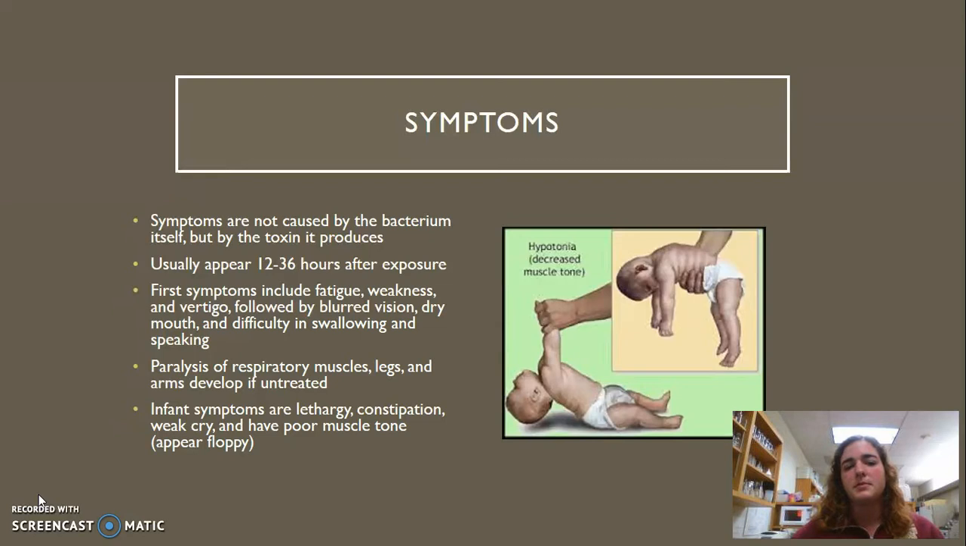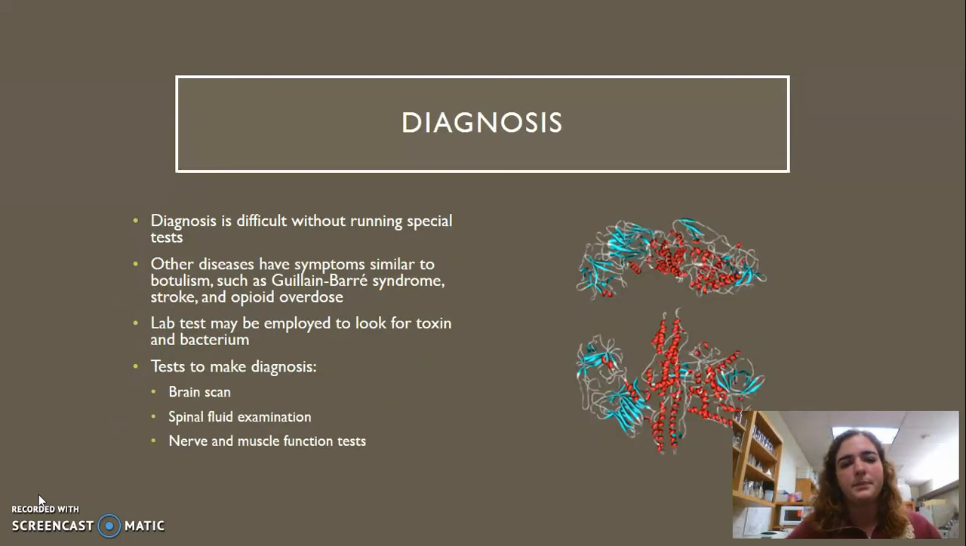If those initial symptoms are left untreated and you don't go in to see a doctor, paralysis can develop, specifically of legs, arms, and respiratory muscles. And so that can cause difficulty in breathing and just severe problems all around. Infant botulism appears in lethargy, constipation, weak cry, poor muscle tone, specifically the appearance of like a floppy baby. And so the image kind of shows what the floppy baby syndrome looks like. So it doesn't have the ability to use its muscles and stand like it normally would.